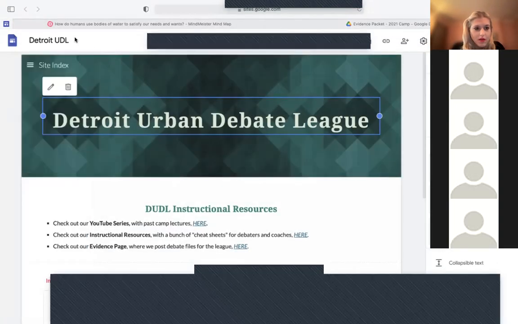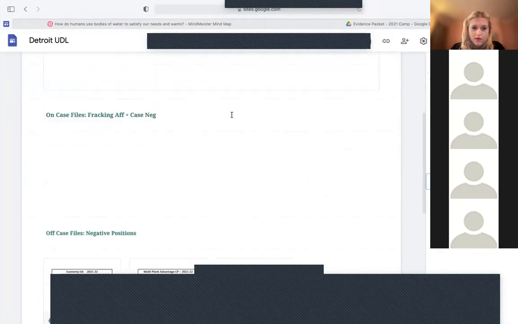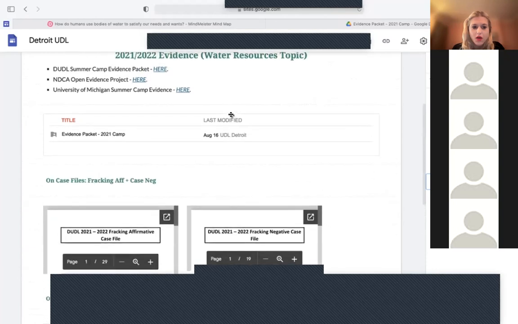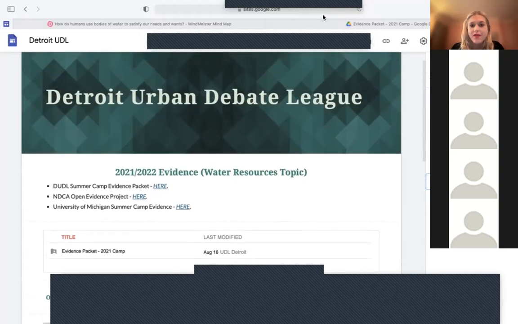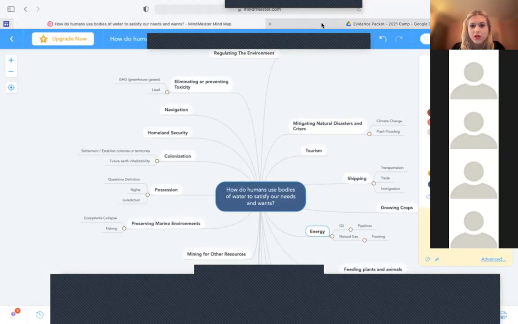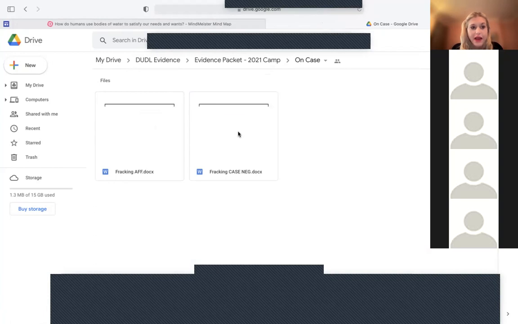But this is not the right version. This is the edited version. But we do have the evidence available for you on our page, and we're going to keep adding evidence to the drive. So with the novice packet, we'll make sure to include links, but the drive itself is a Google Drive folder that I've shared with you all, and it's divided into on case. So right now we have the fracking AF and CaseNeg.